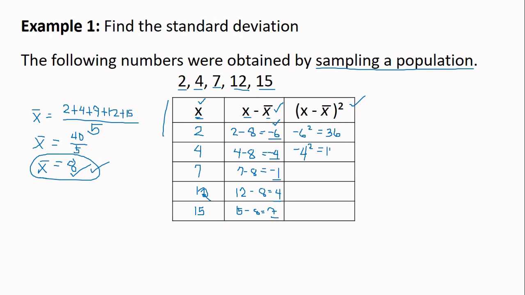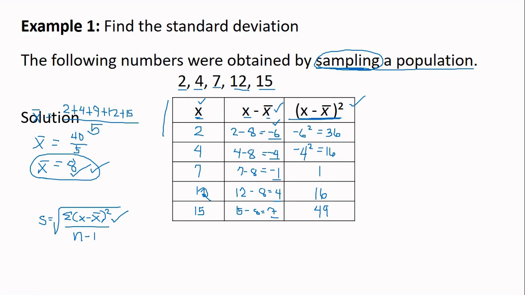I will just finish the next part. So, negative 1 squared is 1, 4 squared is 16, and 7 squared is 49. If you remember the formula, class, we are going to use the sample because it is sample data. So, the formula for the sample is S equals square root of summation of x minus x mean quantity squared over n minus 1. You can see in the numerator, class, x minus x bar quantity squared is the same as in the third column. So we have already solved that.